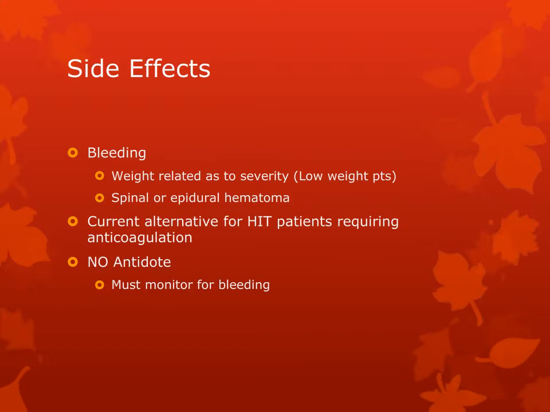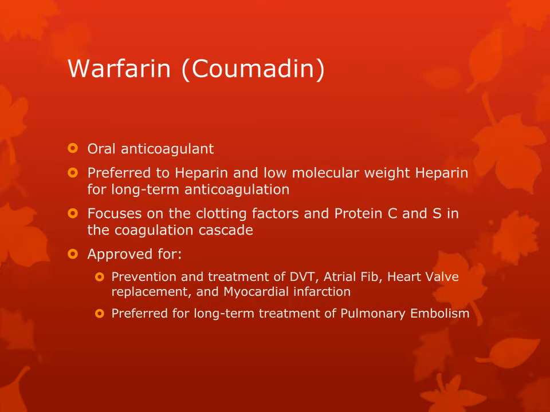Side effects: bleeding, weight-related as to severity, and spinal or epidural hematoma. It is a current alternative for HIT patients requiring anticoagulation. There is no antidote. You must monitor for bleeding. Warfarin, Coumadin, is an oral anticoagulant. It is preferred to heparin and low molecular weight heparin for long-term anticoagulation.